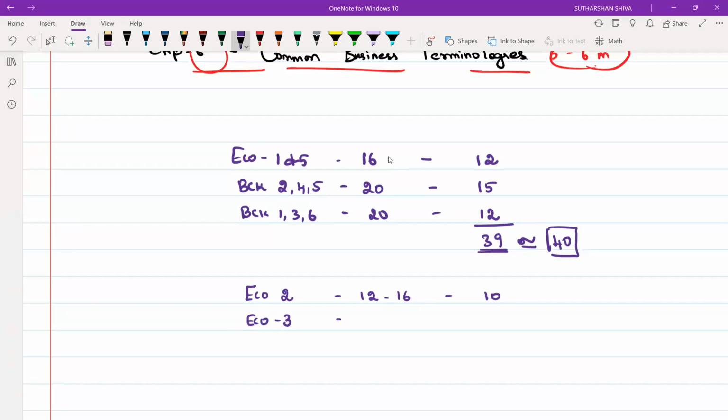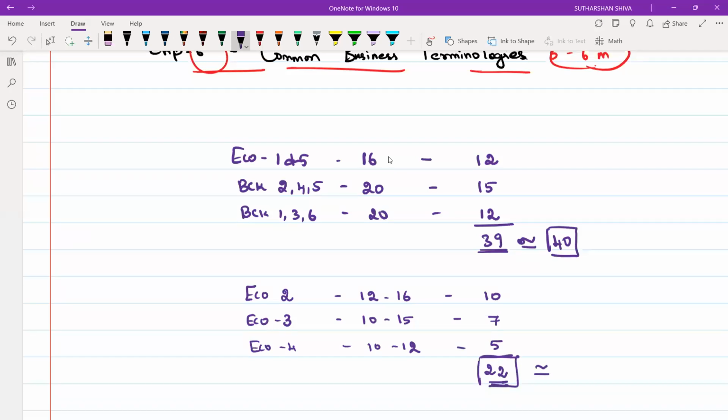Economics chapter 3. Again, it's a 10 to 15 mark range. In this, your target is again 7 marks. Chapter 4 will come. Again, it is a weightage of 10 to 12 marks. In this, our target is 5 marks. I'm simply putting 5 marks. What is the total? 22 marks is the total.